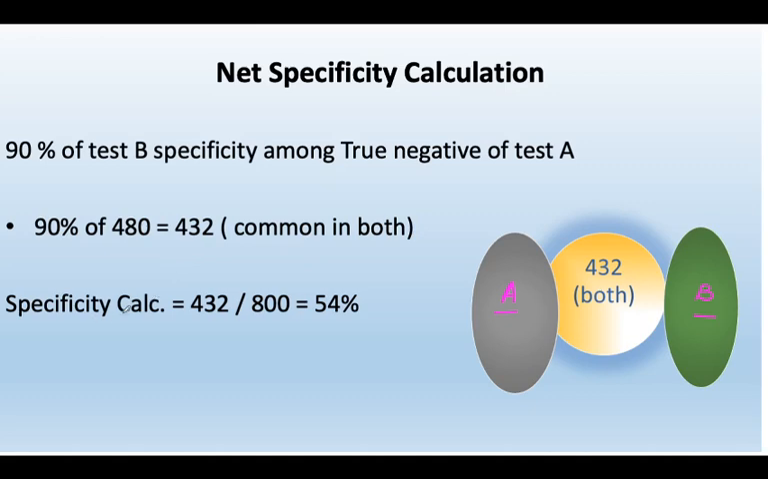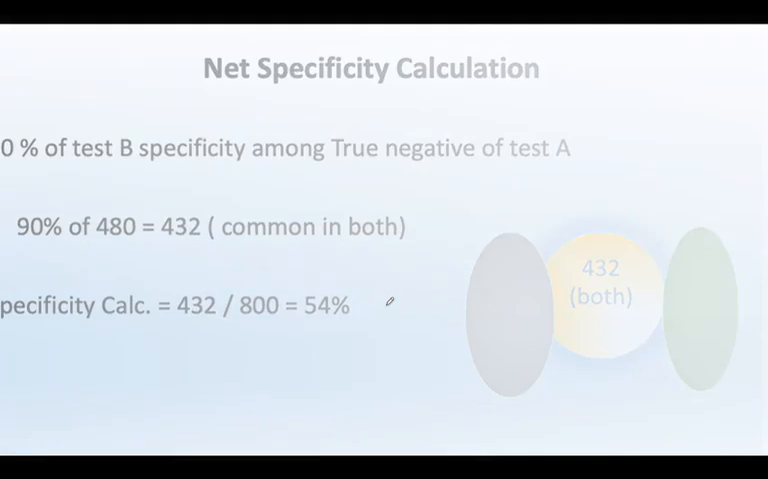So for specificity calculation, we say 432 divided by 800. This is the total population which is disease free. So we say the net specificity calculation is 54%. So you can see a gross decline towards the specificity issue. So this is like a seesaw value. If we increase the sensitivity, we have to compromise the specificity threshold.